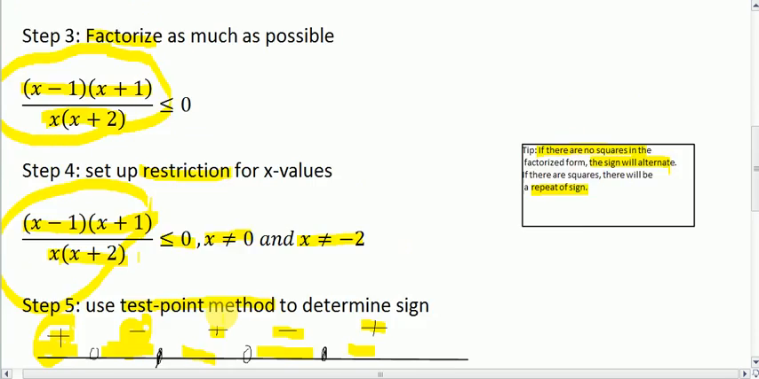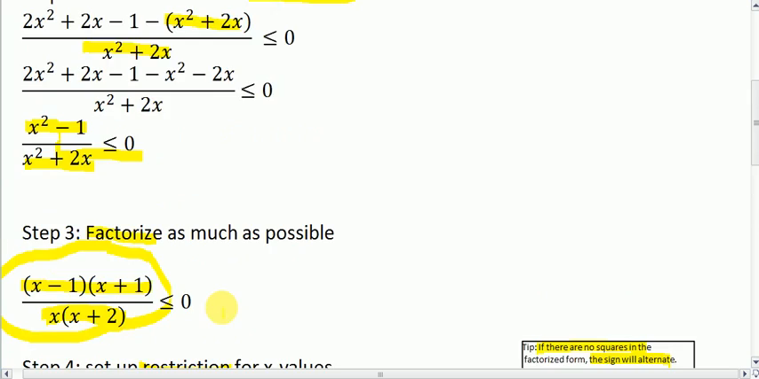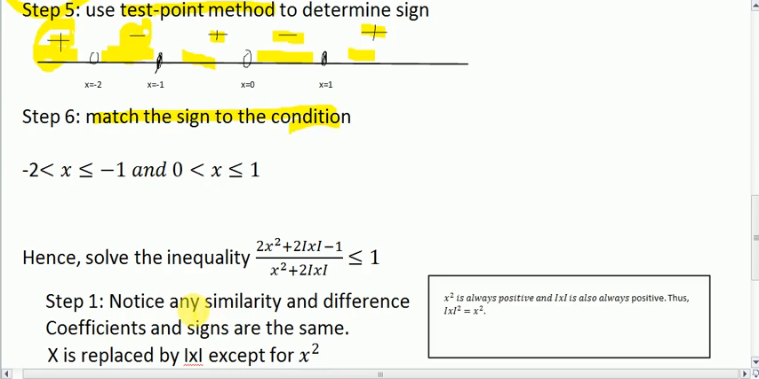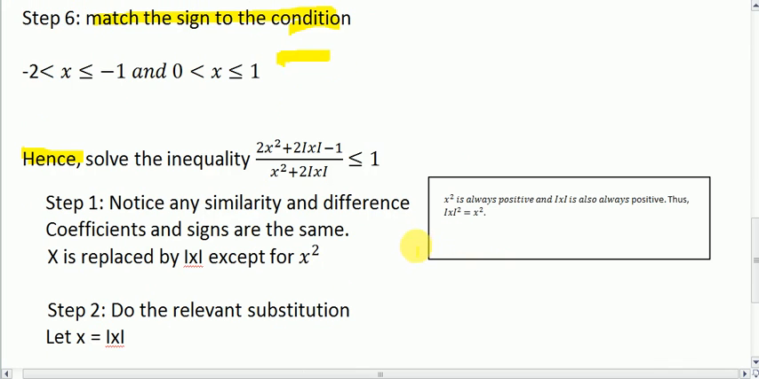So in the second part of this question, you are asked to solve the inequality 2x squared plus 2 mod x minus 1 over x squared plus 2 mod x lesser than or equals to 1 using the hence approach. What does this mean? This means that you have to make use of the method or the answer in the first part of the question. So how do we approach this question?